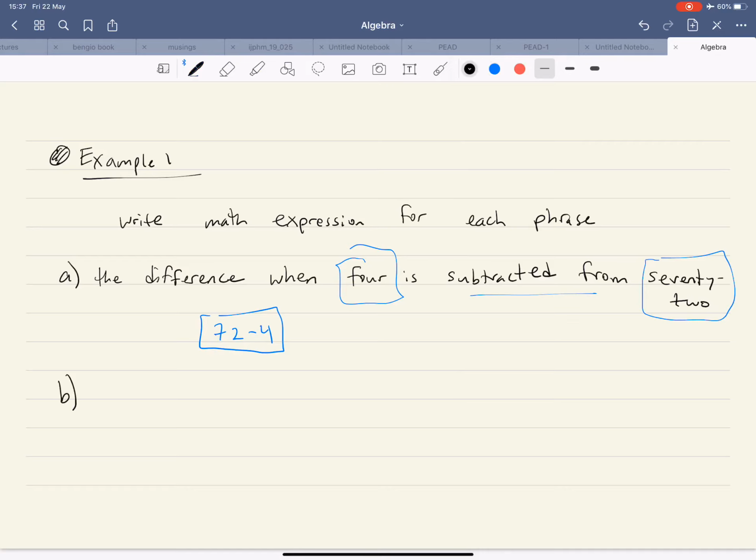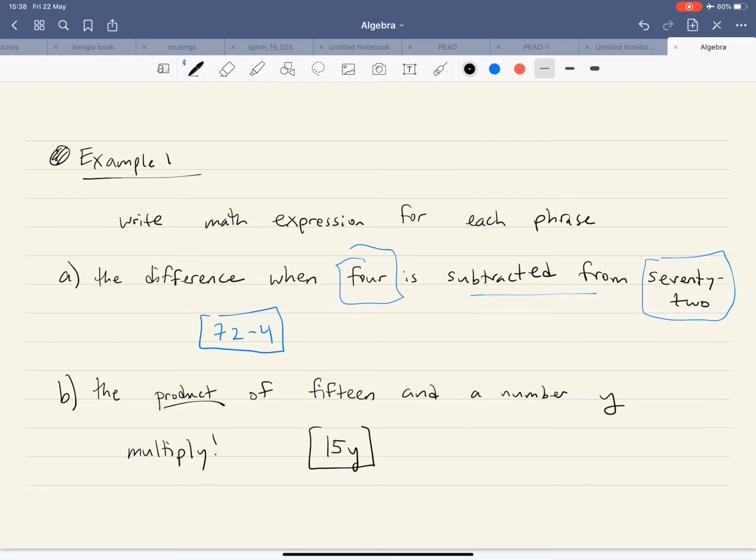Okay. The next phrase that we'll look at is the product of 15 and a number y. Well, when we talk about product of numbers, that means that we're going to multiply those numbers. So the product of 15 and y is going to be 15 multiplied with y, which is going to be 15y.